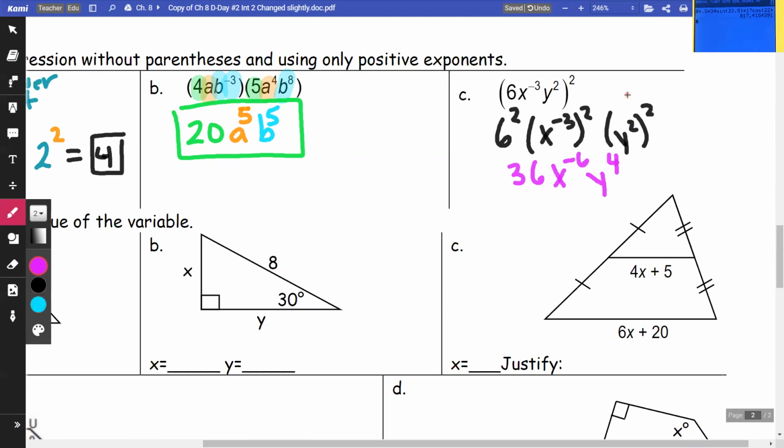We do not like having this negative exponent, so we're going to rewrite it. The 36 and the y to the 4th are going to stay where they are. And the x to the -6, I'm going to move to the bottom, and I make it x to the +6. When I move something from numerator to denominator, my exponent changes signs and becomes opposite.